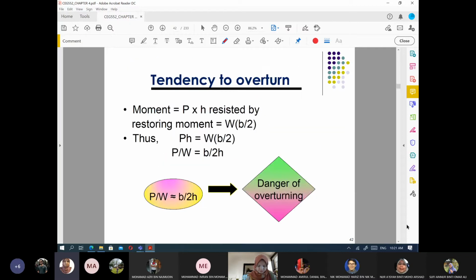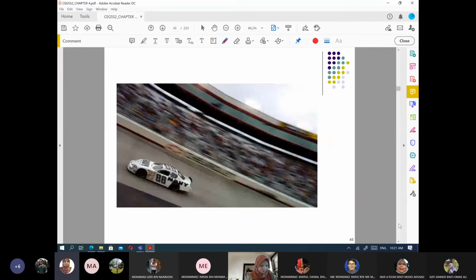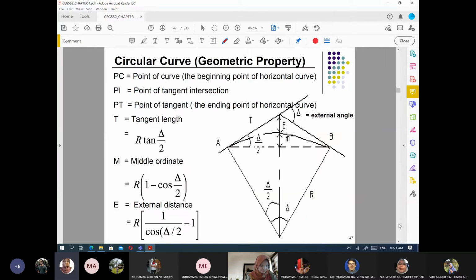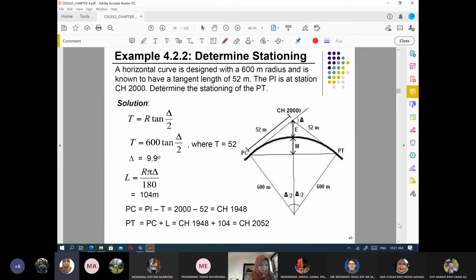Centrifugal force, okay, this is also something you have already gone through. Elevation. Okay, if you refer to the recorded video, everything is there. Madam Shana already explained the example. Okay, macam mana dia boleh dapatkan PT, chainage dekat PT ni. Dia berada pada chainage yang keberapa.